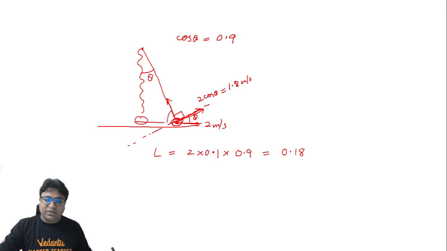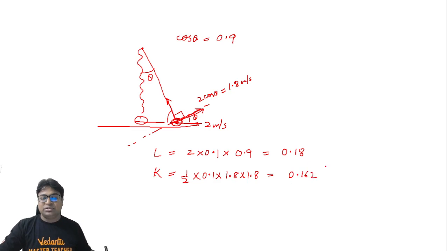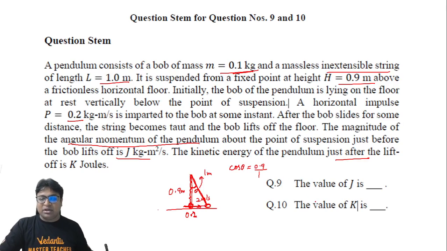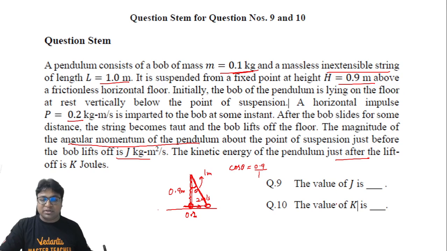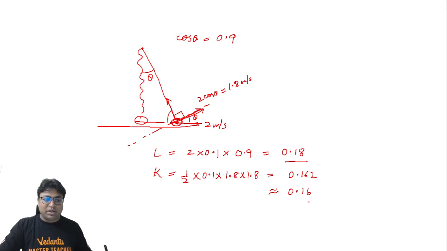Okay, and then after the string becomes taut, the speed of the particle becomes 1.8. That means the kinetic energy of the particle will be written as half into mass into v square, that is half into 0.1 into 1.8 into 1.8. So this becomes equal to 0.162. I think you can calculate this. So this is what you're going to get, and since we have to mention the answer to 2 decimal points, I will write 0.16. So going back, the value of J, that's the angular momentum, would be 0.18 and the value of K would be 0.16.